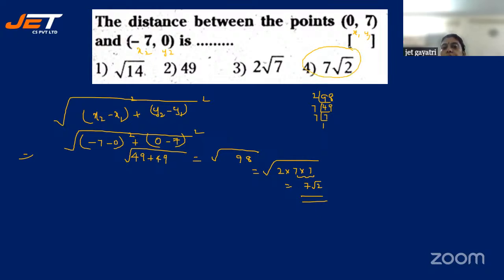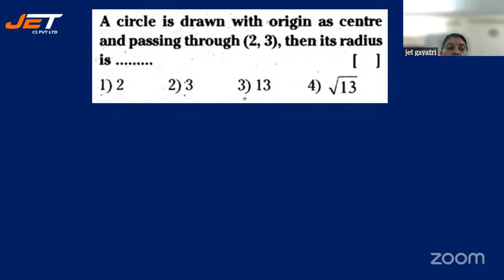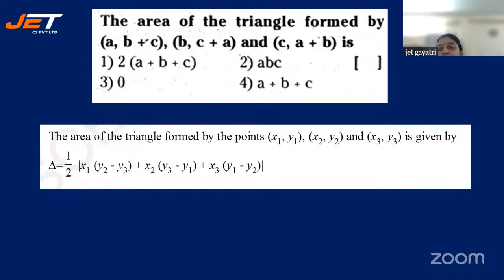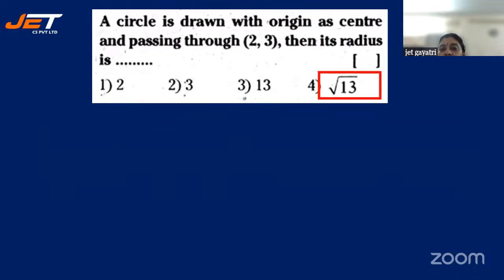All right, students. So I'm sure you would have got the answer. Right? Fine. See the next question. A circle is drawn with origin as center and passing through 2, comma 3. Then its radius is dash. So what is the radius? When the circle is drawn with origin as center, that is 0, comma 0, and it is passing through 2, comma 3, it should be root 13. You can use the circle formula and get it.